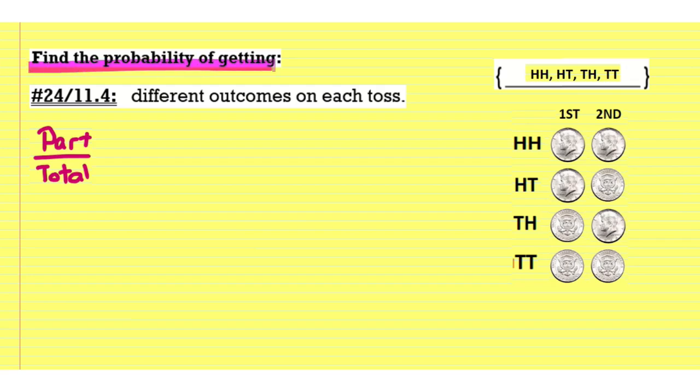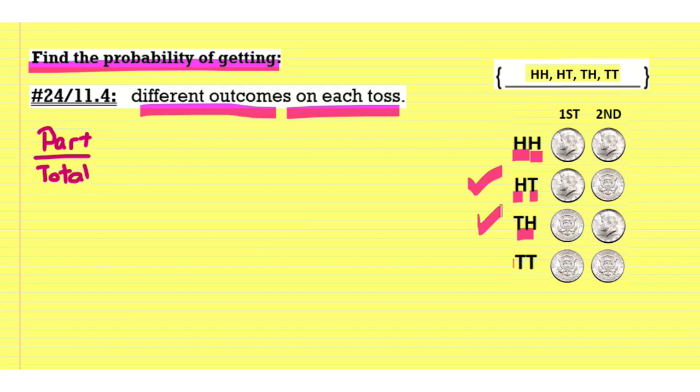Next, we want to find the probability of getting different outcomes on each toss. So if we look at all of our options, are these two different? Heads and heads? No, those are not different. Heads and tails? Yes, that is different. Tails and heads? That is different. Yes. Is tails and tails different outcomes? No, that is not. So it looks like we have one, two different outcomes.